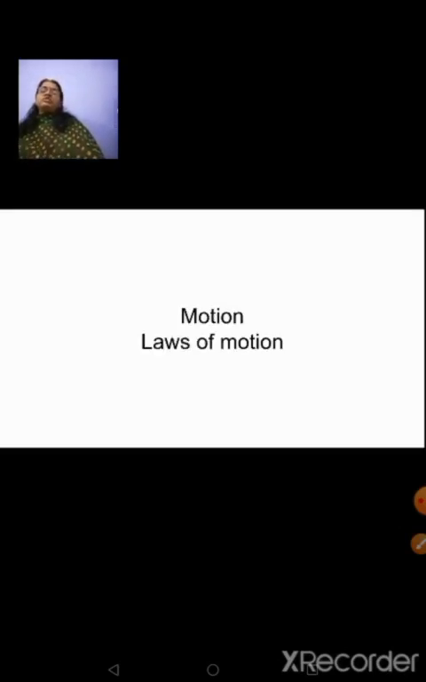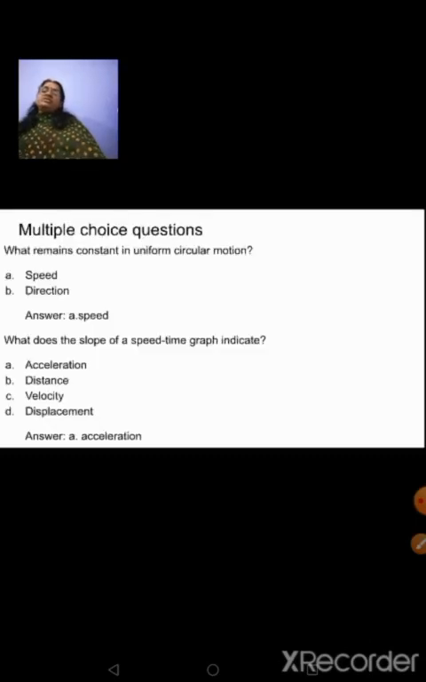Today we are going to start revising from the examination point of view the questions that you will be getting in your exams, like multiple choice questions, identify the figures, solve the following, those type of questions. So I'll be covering these two chapters, motion and laws of motion. First, let me start with multiple choice questions from these two lessons.